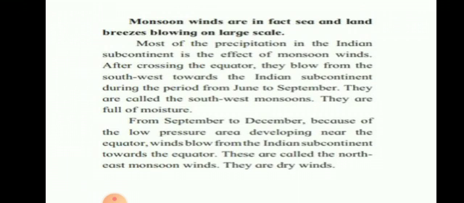After crossing the equator, they blow from the southwest towards the Indian subcontinent during the period of June to September. That means the rainy season, the monsoon season. They are called southwest monsoons, which I have explained right now. They are full of moisture. From September to December, because of the low pressure area developing near the equator, wind blows from the Indian subcontinent towards the equator. They are called the northeast monsoon winds.